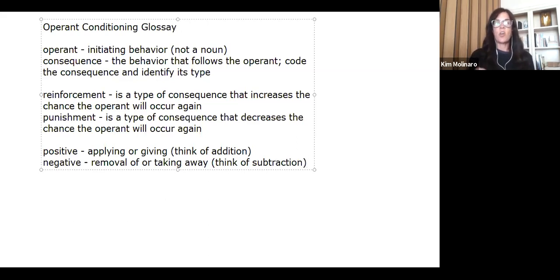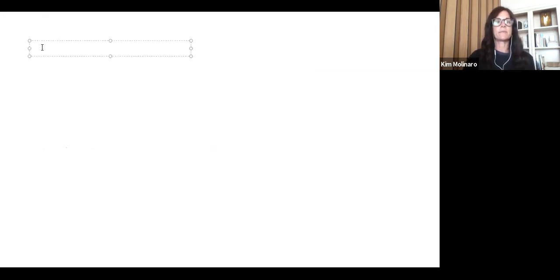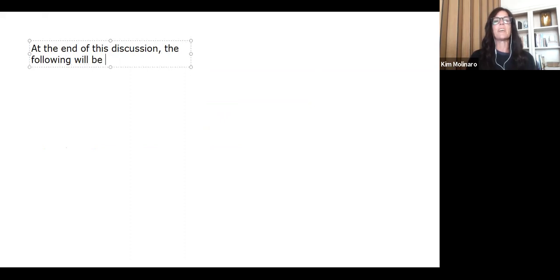Okay. So now what we're going to do is put all of this together, and I'm going to identify the end game. In other words, this is where we're headed, and then I'm going to drill into the sum of the parts. So here's your glossary. This is where we're headed. At the end of this discussion, the following will be understood. Let's hope. That's what we're going for here.